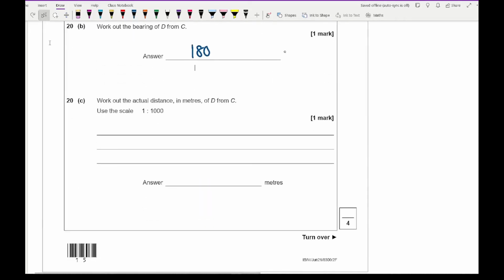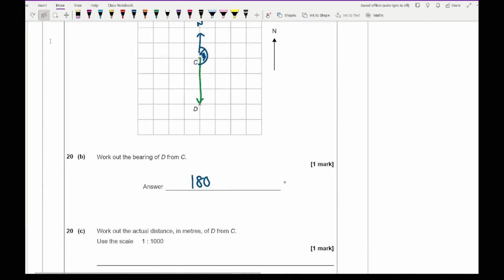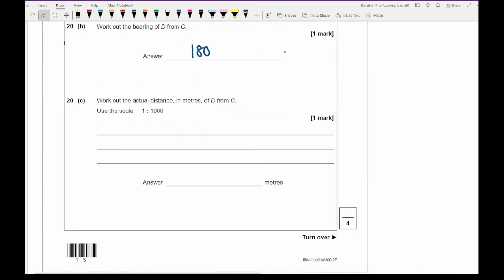The next question then says work out the actual distance in meters from D to C. Use a scale of 1 to 1000. So here we can see that the distance is 3 centimeters. Now, if this is 3 centimeters, then this has got to be 1,000 times more. So that's going to be 3,000 centimeters. Now, what's 3,000 centimeters in meters? So we need to convert this into meters, and we do that by dividing by 100, in which case we get the answer of 30.